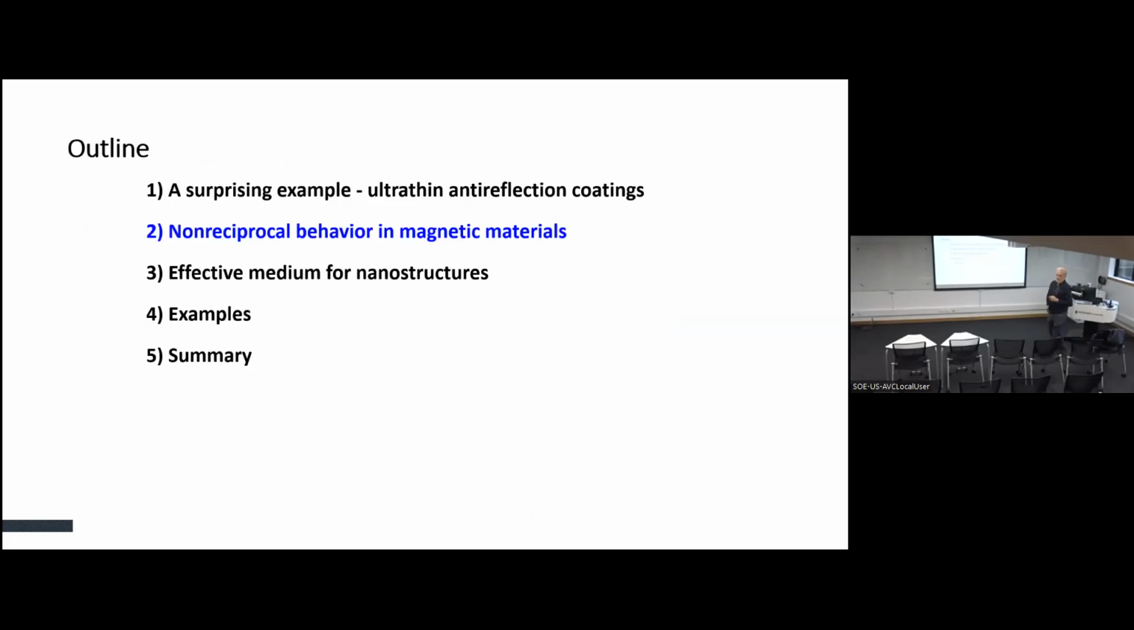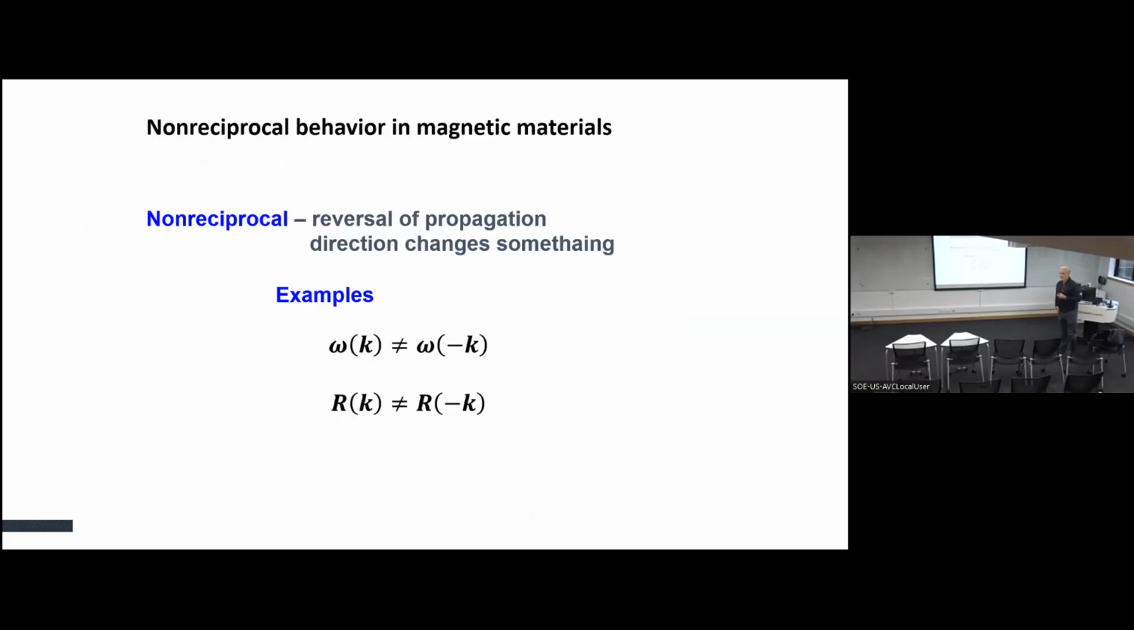But now I want to talk about this non-reciprocal reflection in magnetic materials. So what do I mean by non-reciprocal? I mean basically that if you reverse the propagation, instead of going this way, you just go this way, in some sense, something has to change. The frequency could change, meaning waves going this way have one frequency, but going this way have a different frequency, or the reflectivity could change. We'll see other things happen as well.